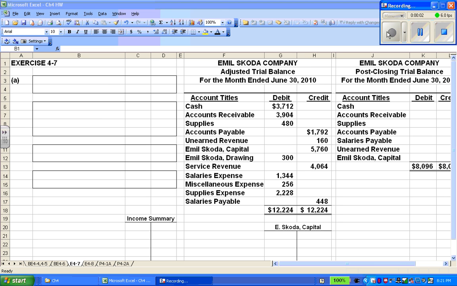All right, this is exercise 4-7 found on page 181. They give us the adjusted trial balance and they want us to prepare closing entries as of June 30th and then also prepare a post-closing trial balance.